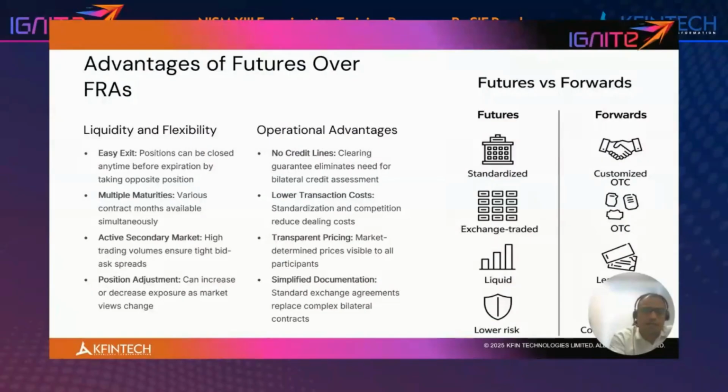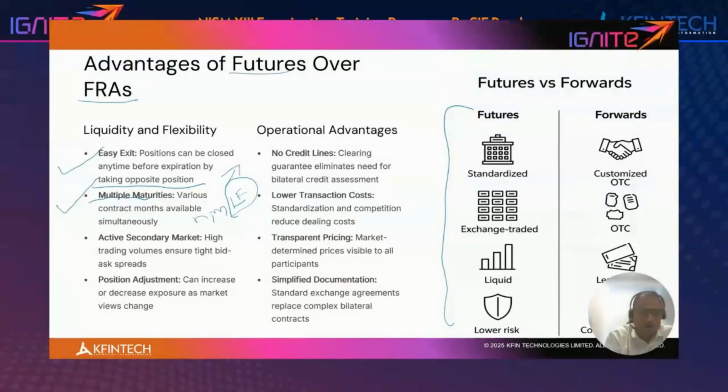Advantages of futures over FRAs. This also we have discussed earlier. Futures offer easy exit because they are on exchange. You don't need to go and find a seller or a buyer in the market. Multiple maturities: you can take a near month future, or a medium month future, or a long term future, say 10 months and above. Secondary market is active. That means at any point of time there is a buyer and seller in the market, so there is no liquidity issue. If you want to exit your position, there is always a buyer and seller in the market because it is exchange traded. You can increase or decrease exposure as market views change.